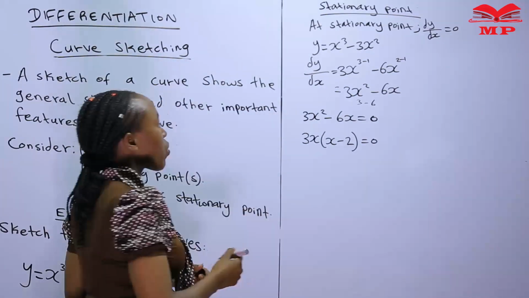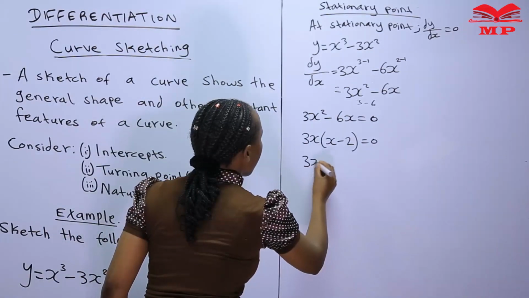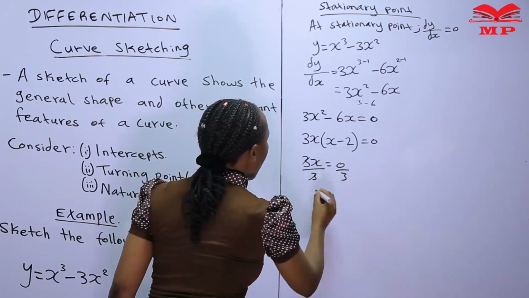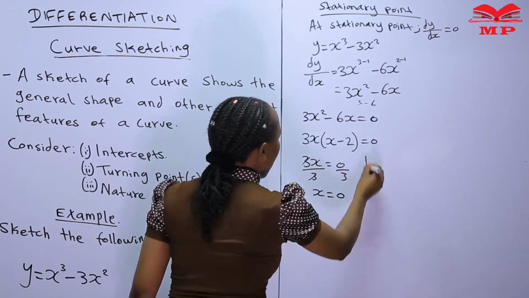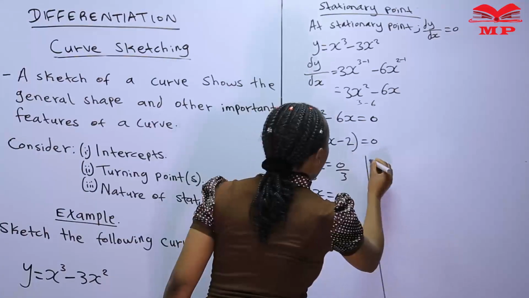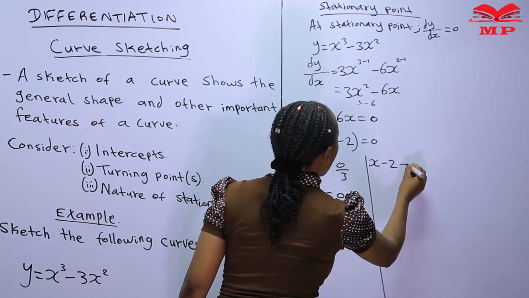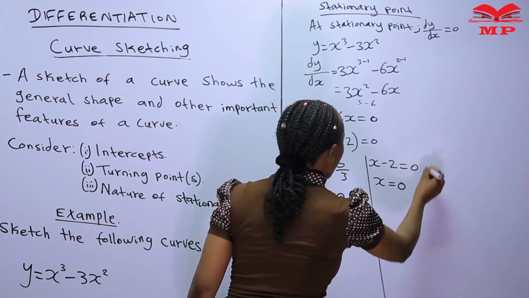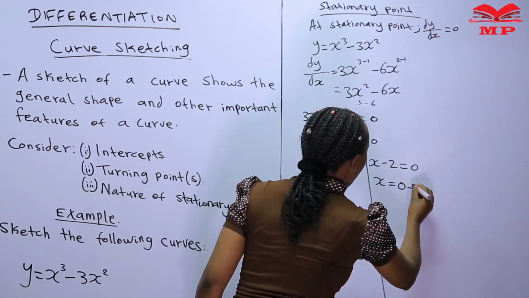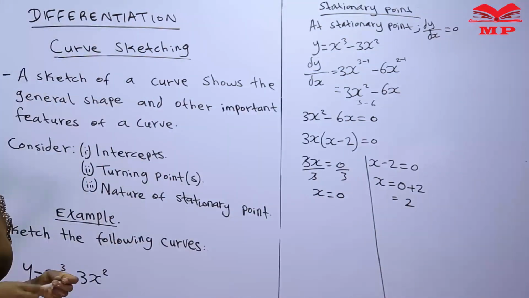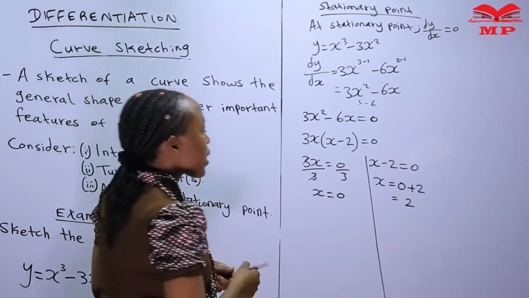So we get the values of x. The first one, we have 3x is equal to 0, divided by 3 by 3. So we have x is 0. And when x is 0, we can get the values of y. Then the other x, we have x minus 2 is equal to 0. We take 2 to the other side, we'll have plus 2. So we have our x as 2. So we want to get the corresponding values of y when x is 0 and when x is 2.